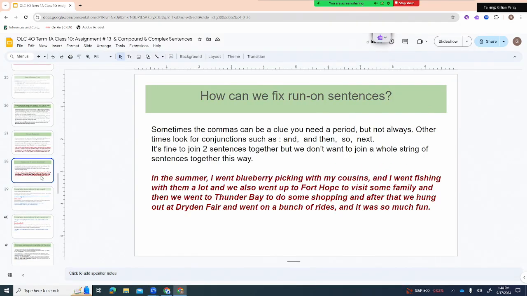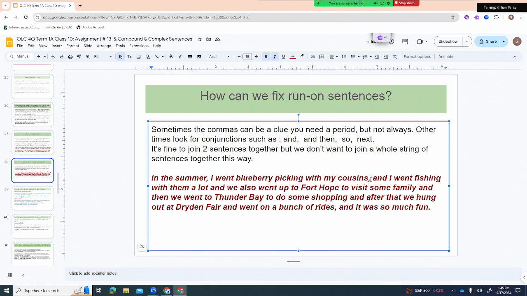If you're not sure how to fix this, there are two things you can look for. One big clue would be a comma. Not every time you have a comma would you want to change it into a period, but a lot of times people have used the comma instead of the period. So if I said in the summer, I wouldn't put a period there because in the summer isn't a complete thought. But if I said in the summer I went blueberry picking with my cousins, that's a complete thought. So I would change that comma and put a period there.